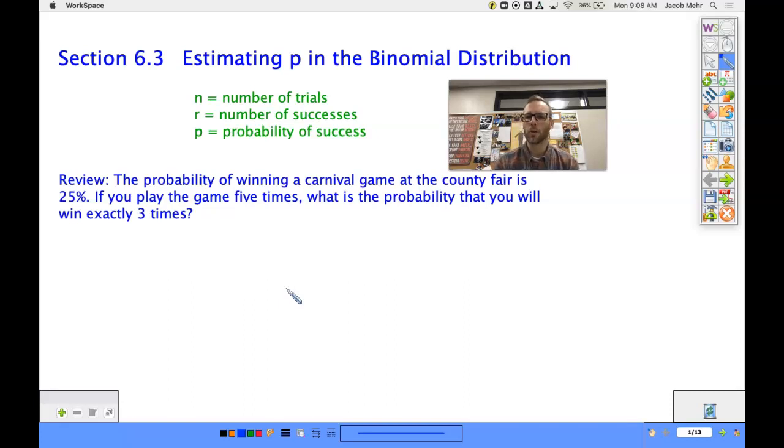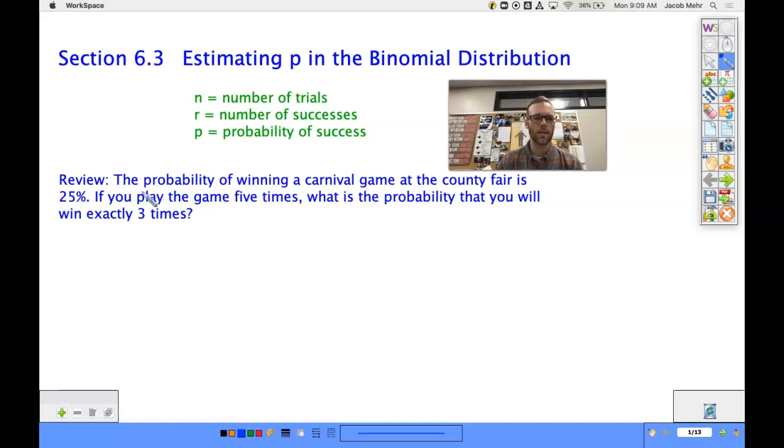Remember that a binomial distribution has either success or failure as the only options. We have a certain number of trials, we call that n, a certain number of successes, and a probability of success. So let's just do a review problem. Let's say the probability of winning a carnival game at the county fair is 25%. If you play the game 5 times, what's the probability that you will win exactly 3 times?